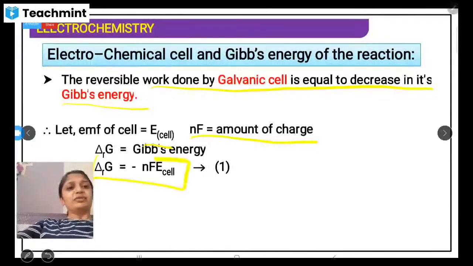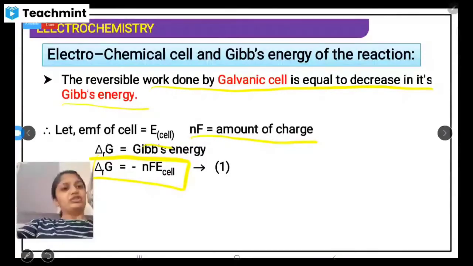Do you remember the formula? Delta G is equal to minus nF E cell. This we have learned. Okay.